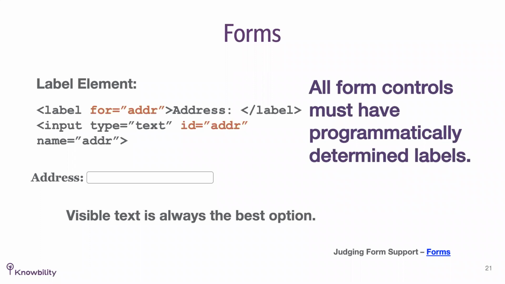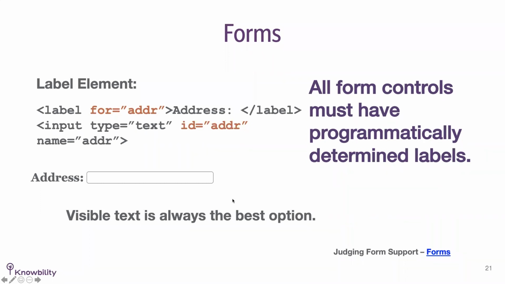Basically, what we're doing here is the input field, or the text field, has an ID, and that value is ADDR. And so I've associated that, I've said that the label element is for that particular control, and here's the visible text for that label. So again, always make sure that you have everything labeled and it's visible.